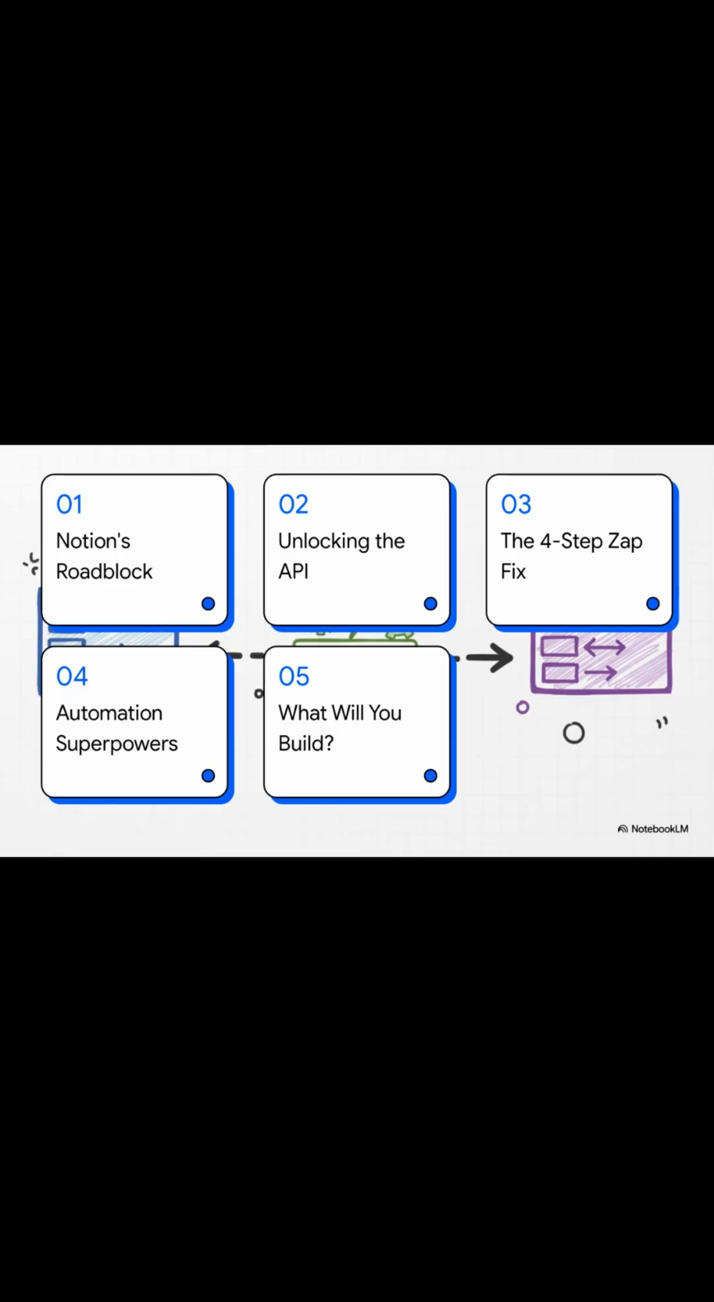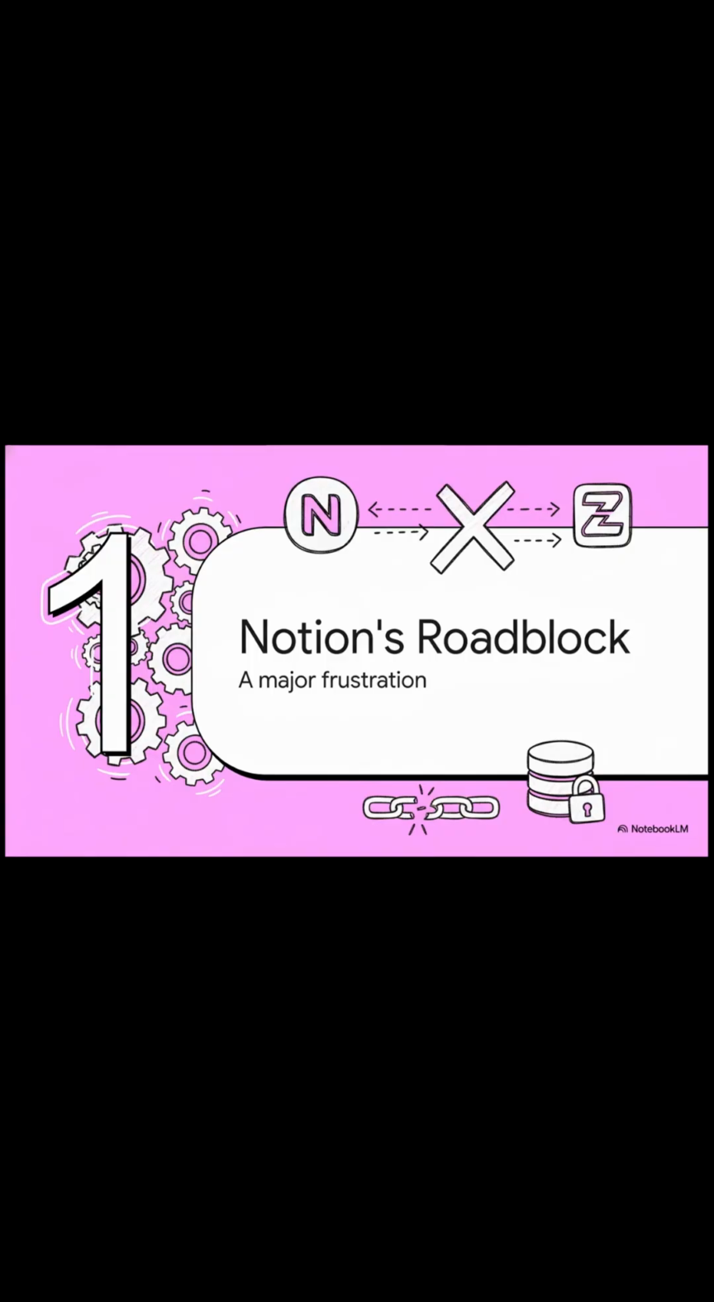Here's our game plan. First, we'll talk about Notion's big automation roadblock. Then we are going to find the key to unlocking the API, and we'll build the 4-step Zap that fixes everything. After that, we'll explore the new superpowers this gives you, and finally, get you thinking about what you're going to build with all this. All right, let's start by digging into the problem itself.